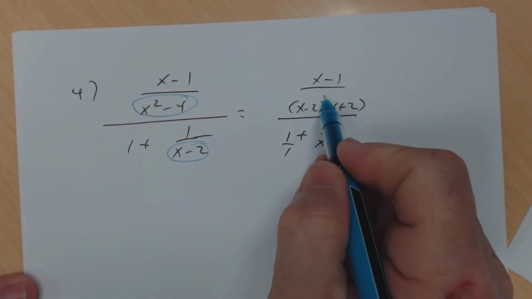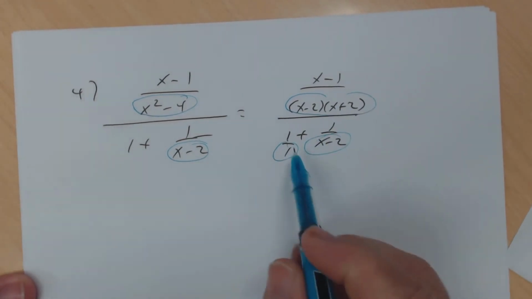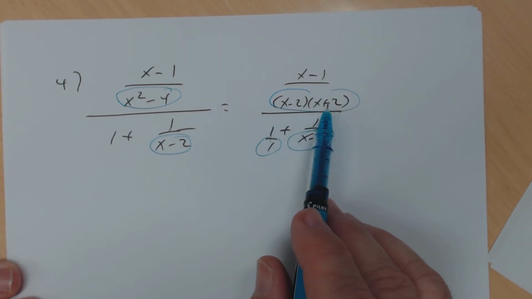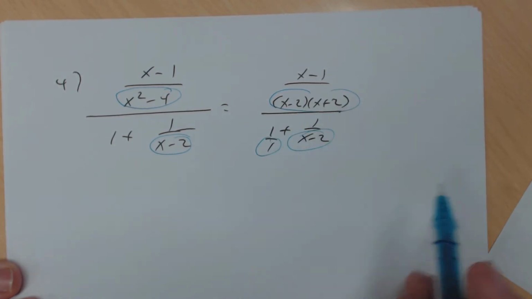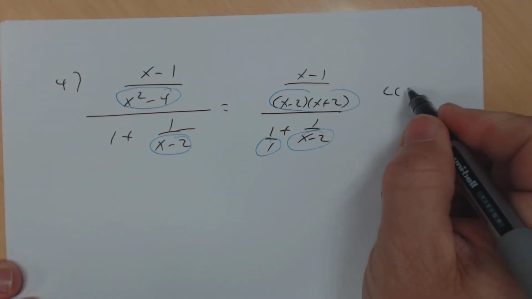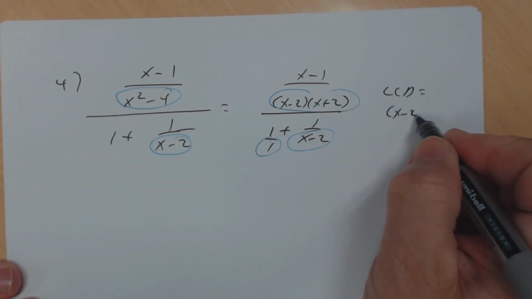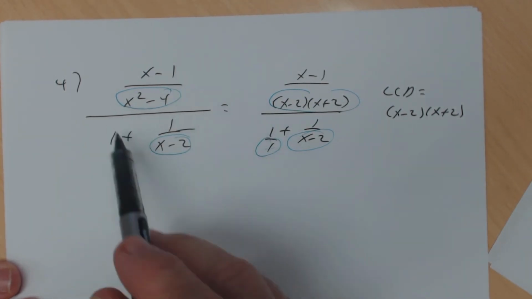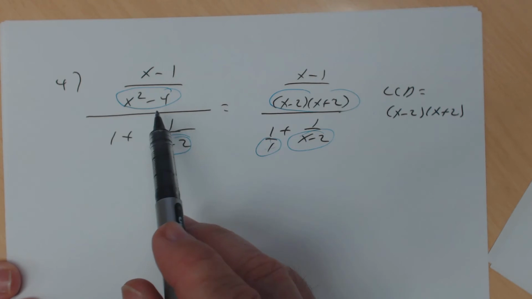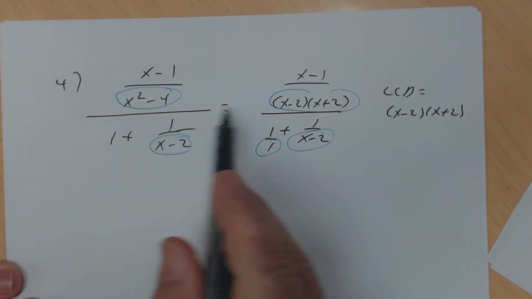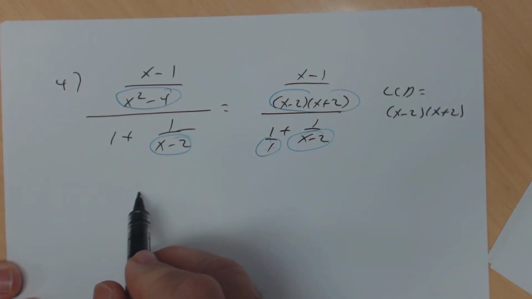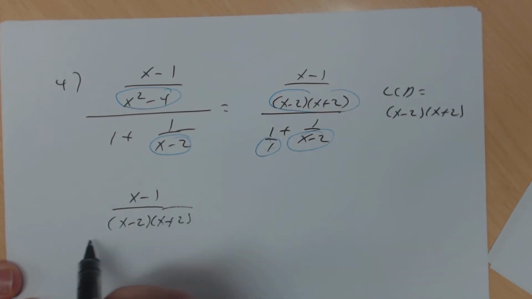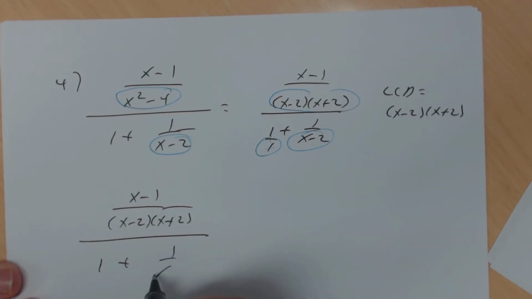Alright, now I'm going to circle all those denominators again. I need to find the LCD. So notice the LCD is going to be x minus 2 times x plus 2. So I'm going to rewrite this with the factored part here, and without the circles. So I get x minus 1 over x minus 2, x plus 2, divided by 1 plus 1 over x minus 2.